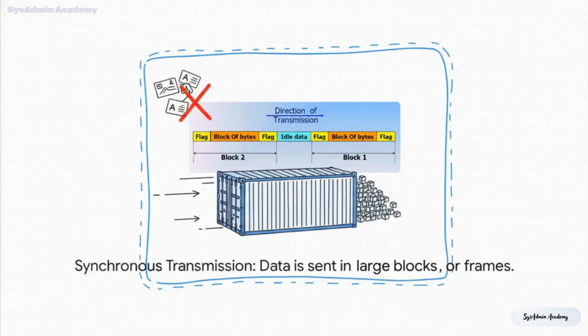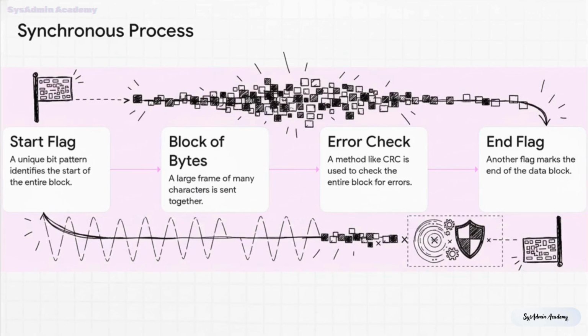Now, let's look at the other philosophy. If asynchronous sends postcards, then synchronous transmission, well, it uses a massive shipping container. You don't send individual characters. Instead, you bundle thousands of them into a single large block and send it all at once, governed by a very precise shared clock signal. So how is this huge block organized? Well, instead of start and stop bits for every single character, there's a unique flag pattern that marks the beginning and the end of the entire block.